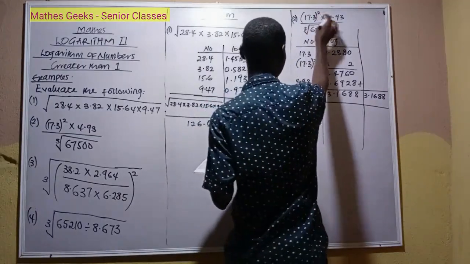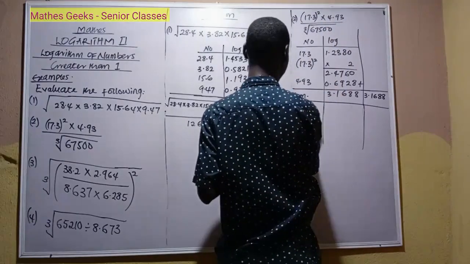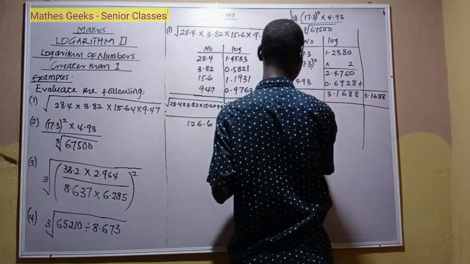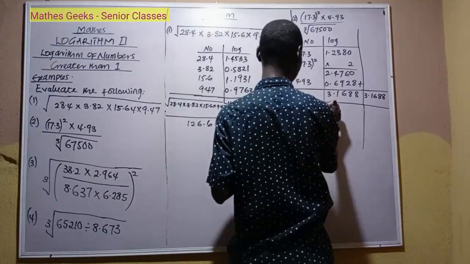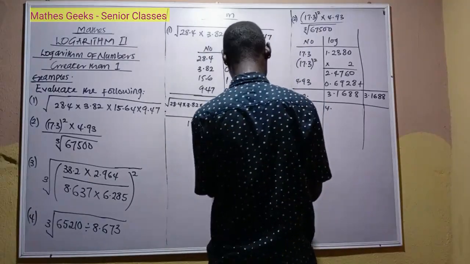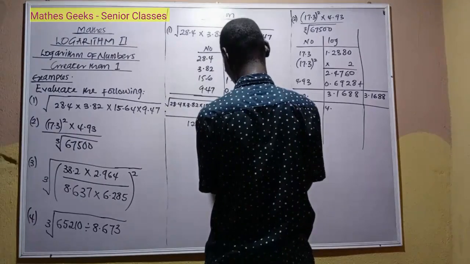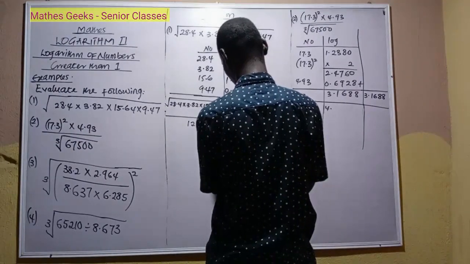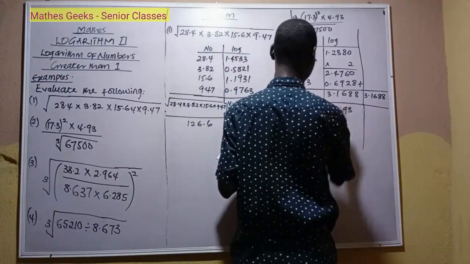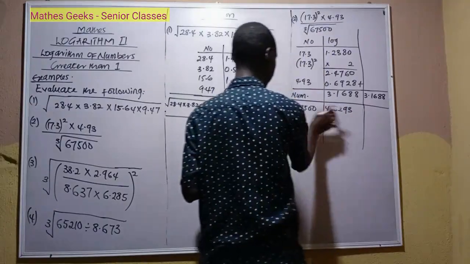Now that I've evaluated the numerator, I need to evaluate the denominator part. First thing, I'll evaluate 67500 without the third root. Our characteristic would be 1, 2, 3, 4, 5, that would be 4. 67 under 5 will give me 8293. Since we have difference 0, the zeros are not significant in this case.